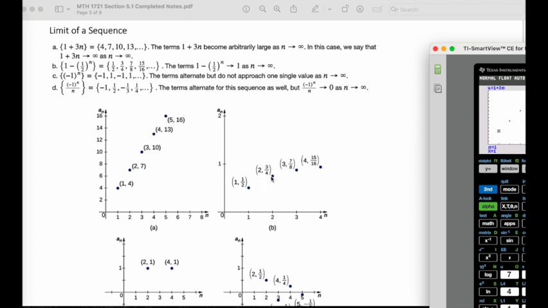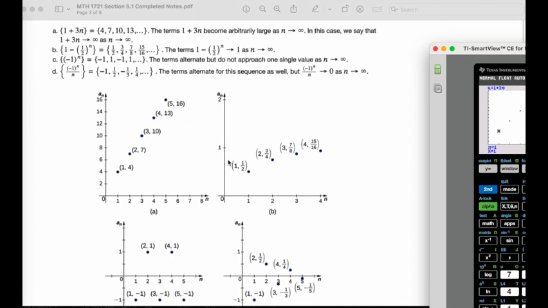If I see these terms here, looking at it graphically, the terms of the sequence are getting closer and closer and closer to 1 as x gets bigger and bigger. So we would say that the sequence approaches 1 as n approaches infinity.